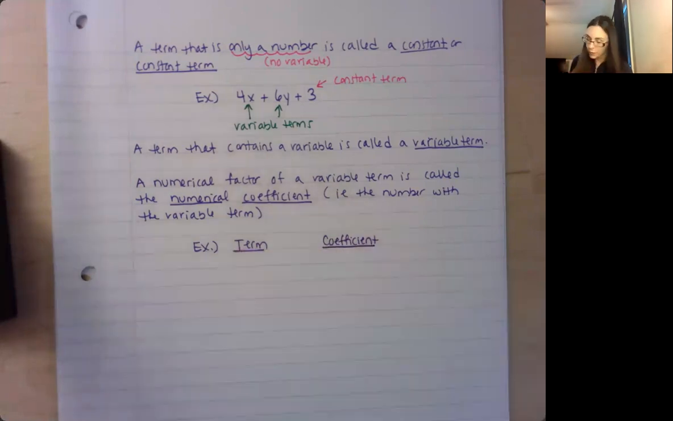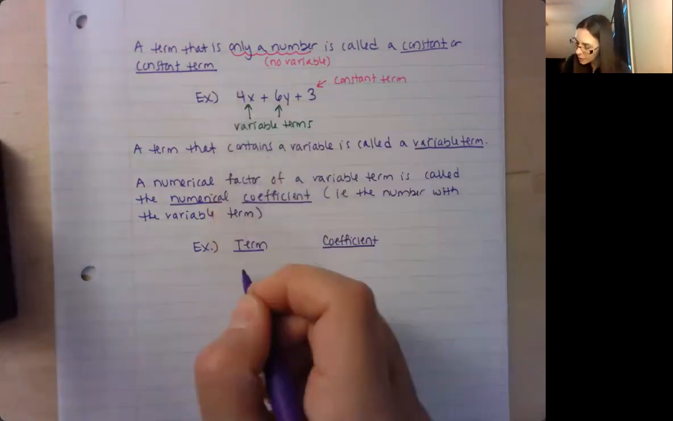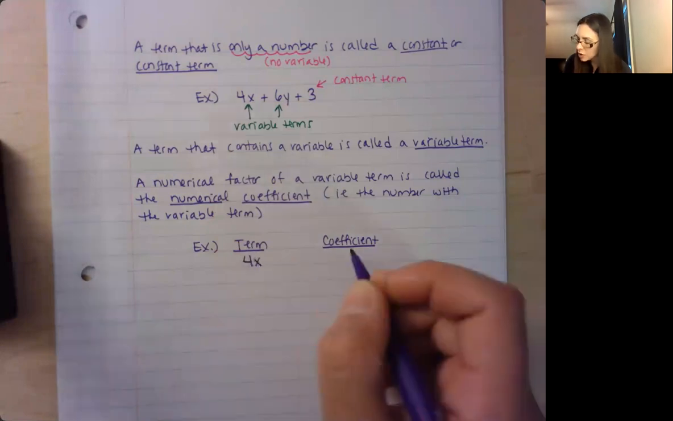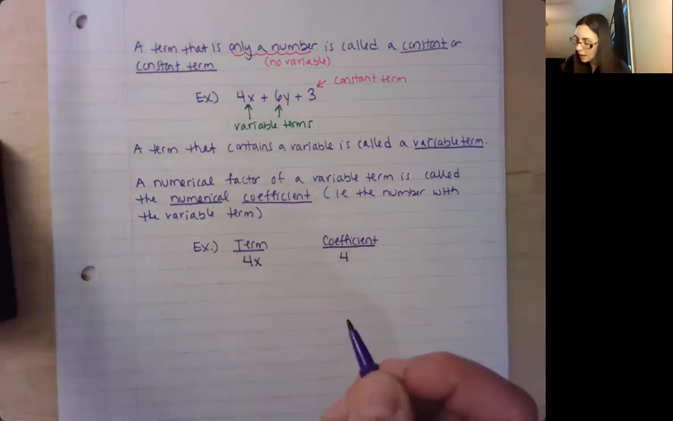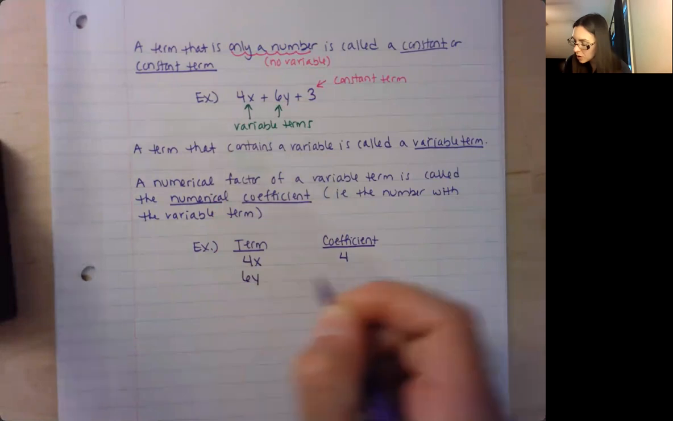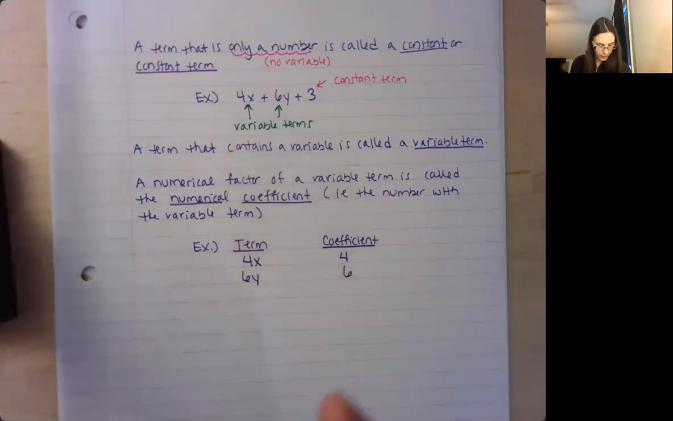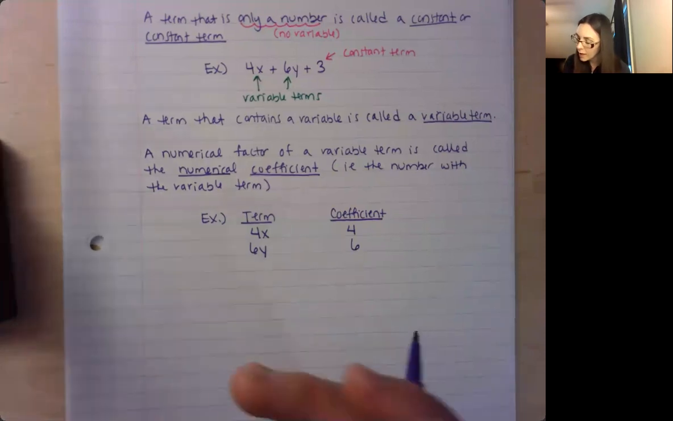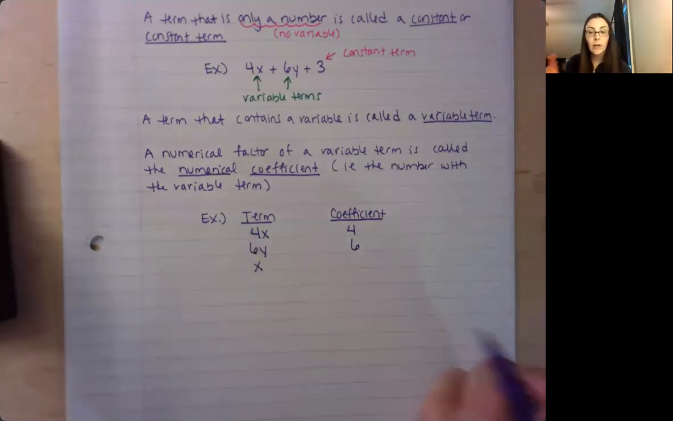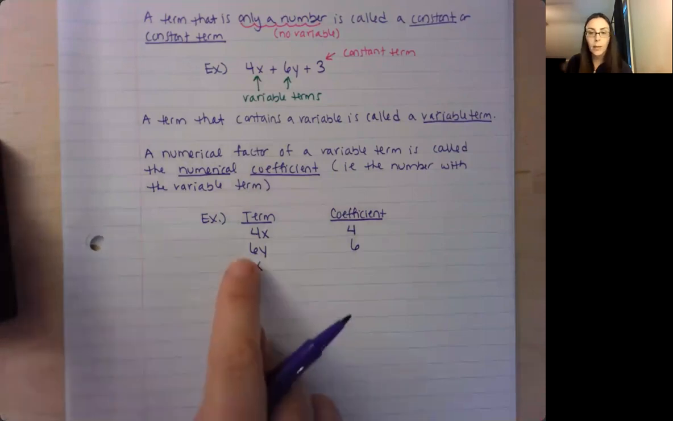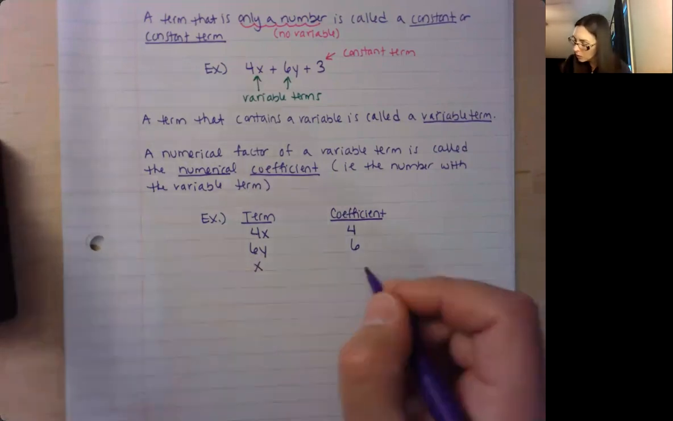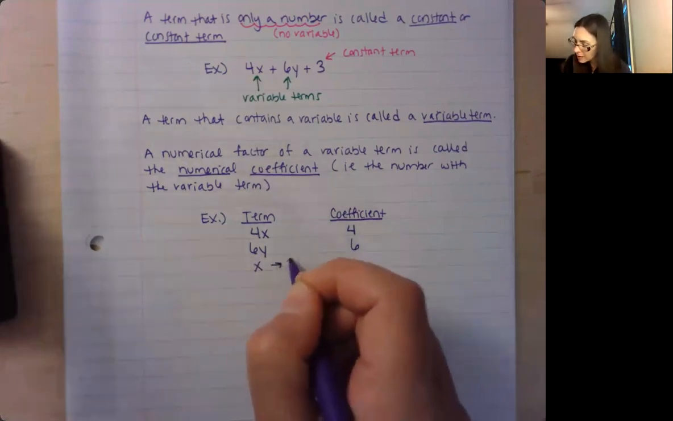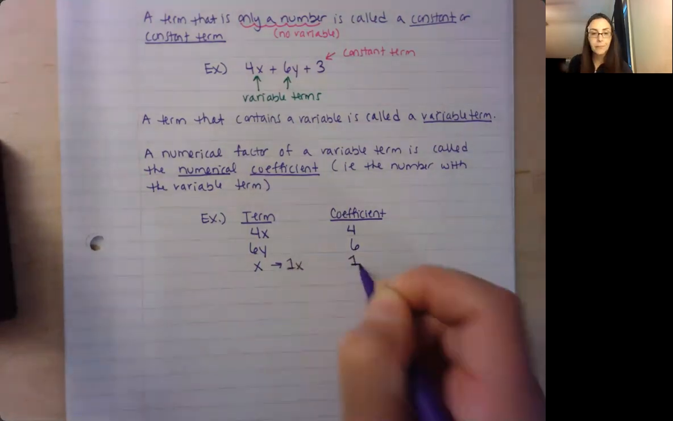Okay. So for instance, up here, if my example was 4x, then the coefficient is just 4. If it was 6y, the coefficient is just 6. If you have something written in, maybe you just have an example where it's just an x, there is a number out front, there's always a 1 being multiplied. So this is the same thing as 1x, so the coefficient is a 1.